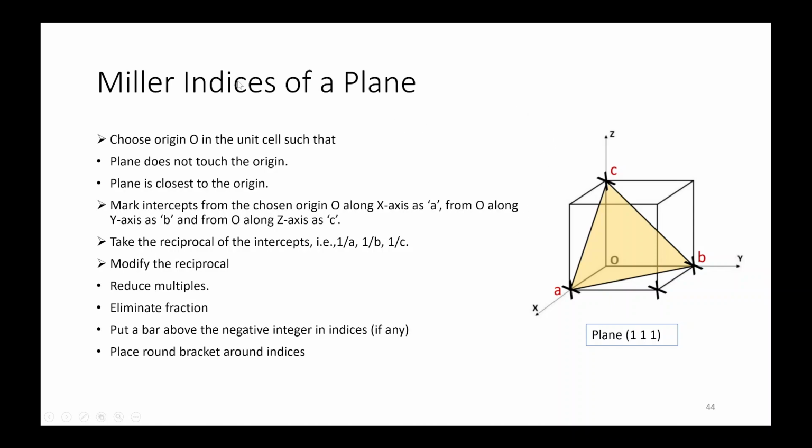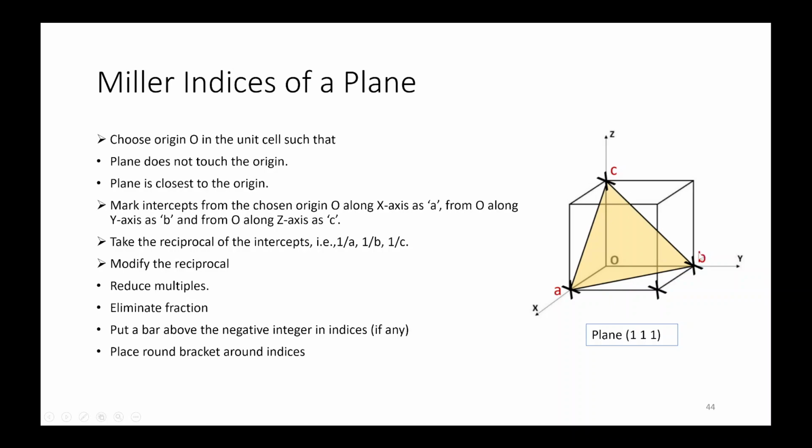Now how to find the Miller indices of a plane? Firstly we'll go through the Miller indices of a plane. In this case, first you have to choose an origin. Choose the origin such that the plane does not touch the origin, and the plane is closest to the origin. Now we mark the intercepts from the chosen origin. So in this case, it is intercepting at A, B, C.